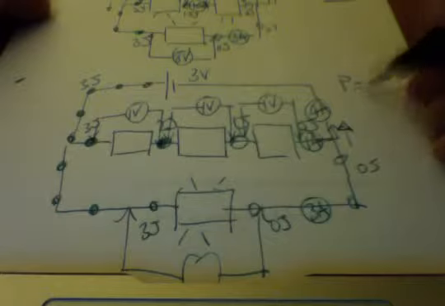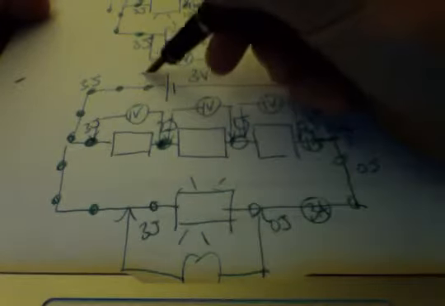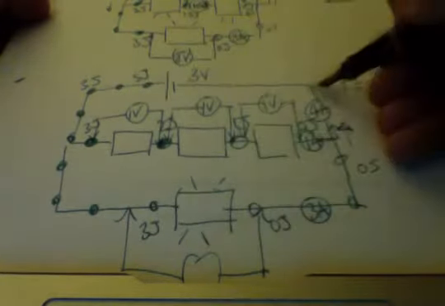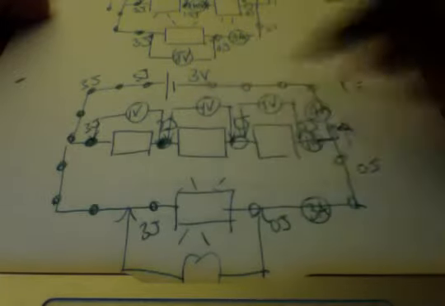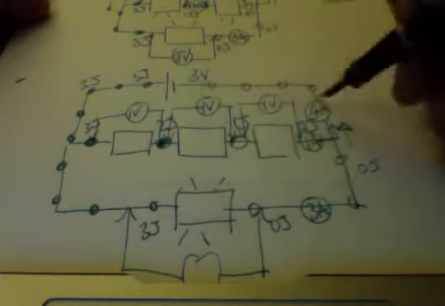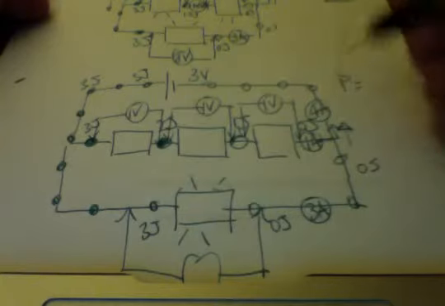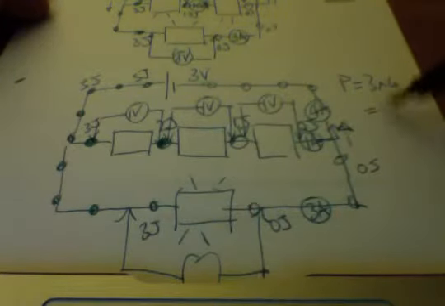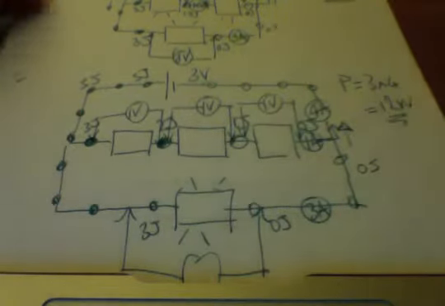The power: we have 3 joules coming out. Obviously, these coulombs go back. They're coming back into the battery, and they're leaving the battery at 4 amps. 3 times 4 gives me 12 watts.